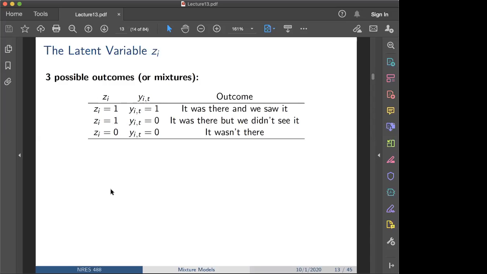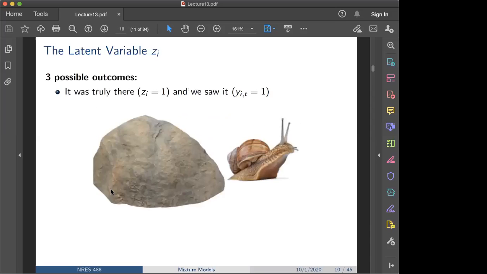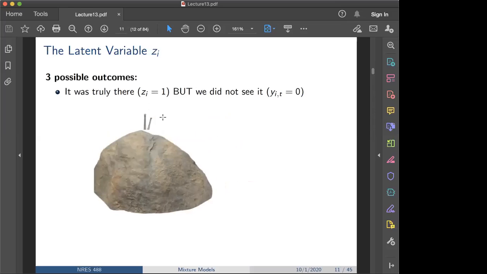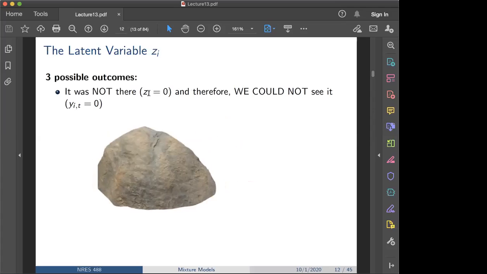So let me just go back to clarify exactly for our closed populations what Zi means. If it was truly in our study area, Zi equals 1. And then if we see it, yit equals 1. If it was truly in our study area, but we didn't see it, Zi equals 1, yit equals 0. But if it was not in our study area, Zi equals 0, and therefore we could not see it, yit equals 0. When we switch to open population models, Zi will represent births and deaths. Right now, it just means if it's in our study area or not. Any questions about that?